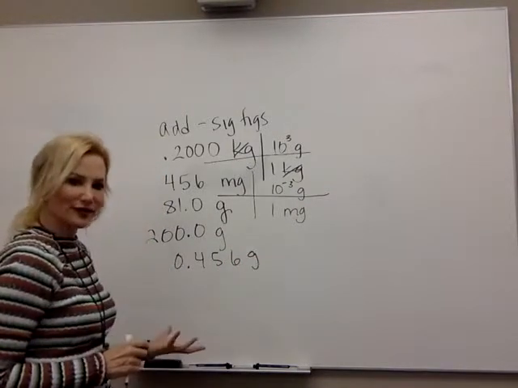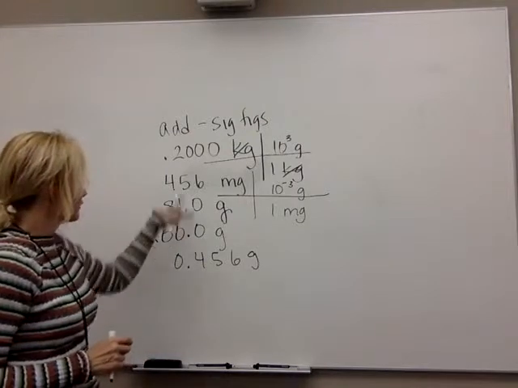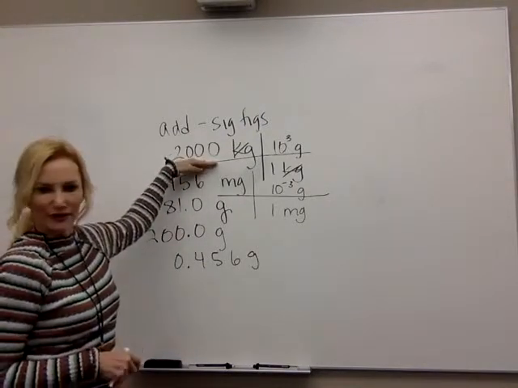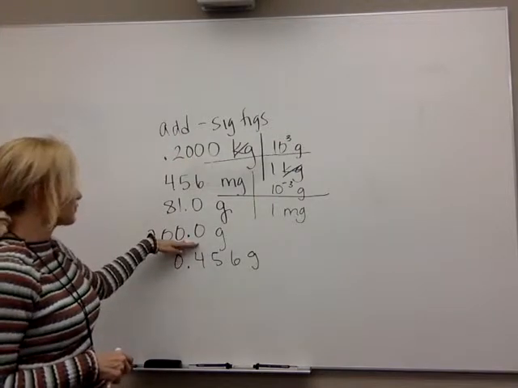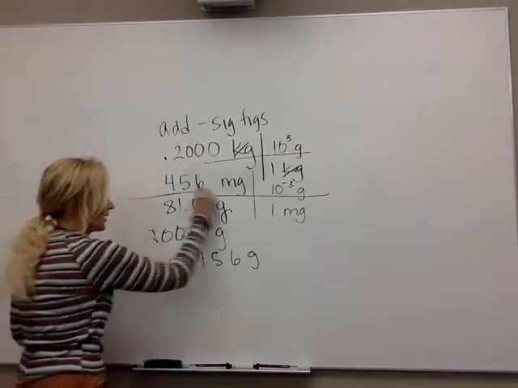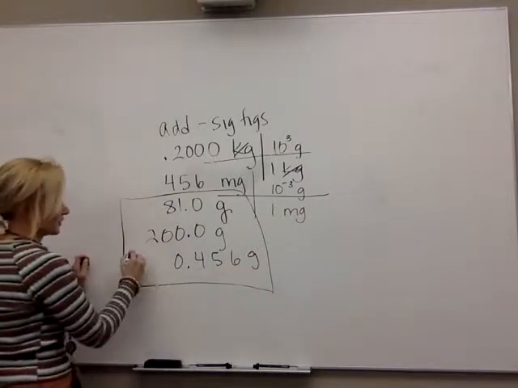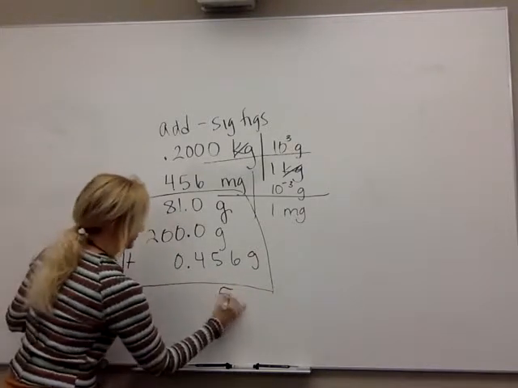And this one's more obvious because there's no zeros. But when there are zeros after a real number, after a decimal, that means 4 sig figs. So when you convert to grams, 4 sig figs. Now we have all 3 in grams. So we can go ahead and add them.